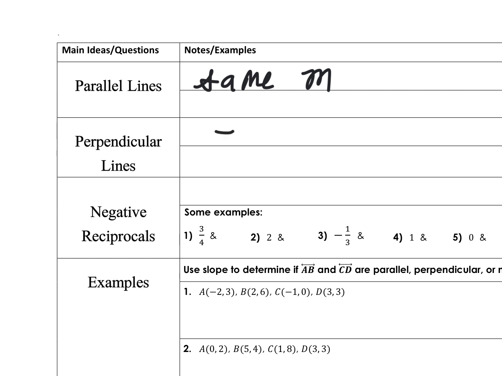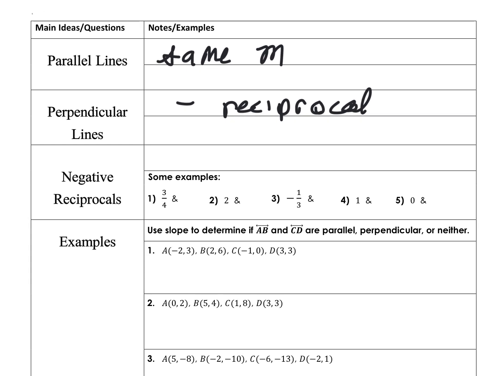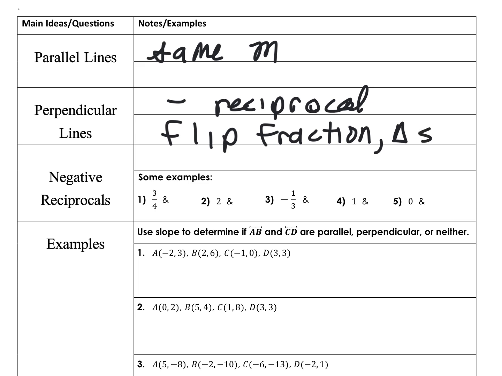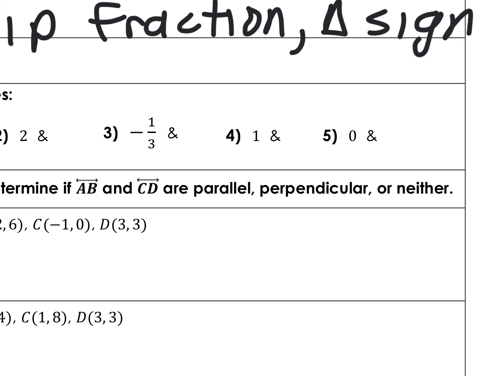Awesome. Negative reciprocals. Okay? So how do you find the negative reciprocal? You flip the fraction and change the sign. Excellent. So flip the fraction, and then you change the sign. So let's do an example or two. We did a couple yesterday, but we're going to do a couple more right now.